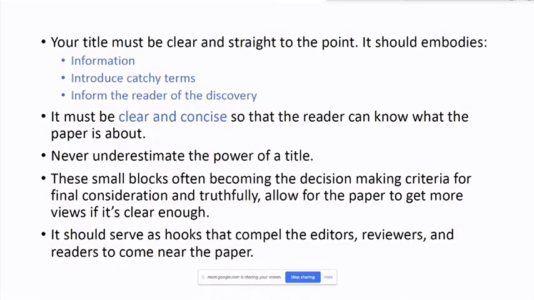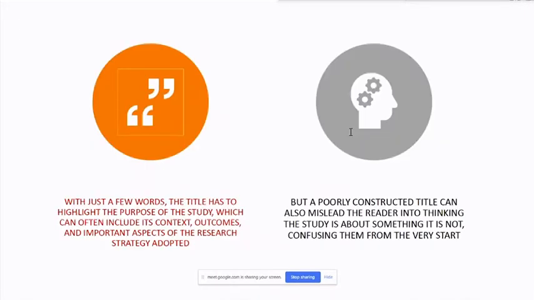Okay, because at the end of the day, your title should compel whoever reads your paper to come near your paper, pick that up, click that open button to see the whole thing. This is like fishing. You bait them with your title. Again, as I said, with just a few words, your title must highlight the purpose of your study, which can often include context, outcomes, and important aspects of the research strategy that you have adopted.